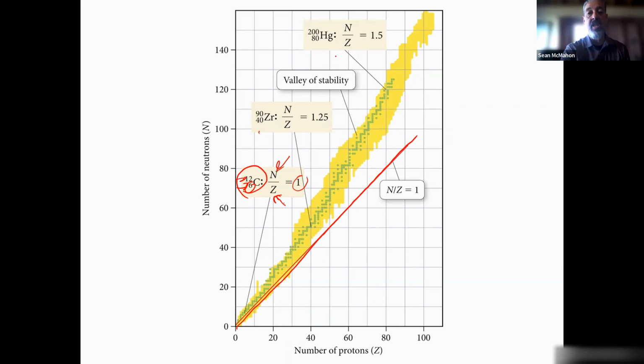Then as elements start getting heavier, as we see in mercury, we start noticing, all right, I have 80 protons. 200 minus 80 means there's 120 neutrons. 120 divided by 80 gives me that sweet spot of 1.5, which makes this heavier element more stable. Okay, so that's kind of the sweet spot. We see it's kind of skewed from a perfect one-to-one ratio.